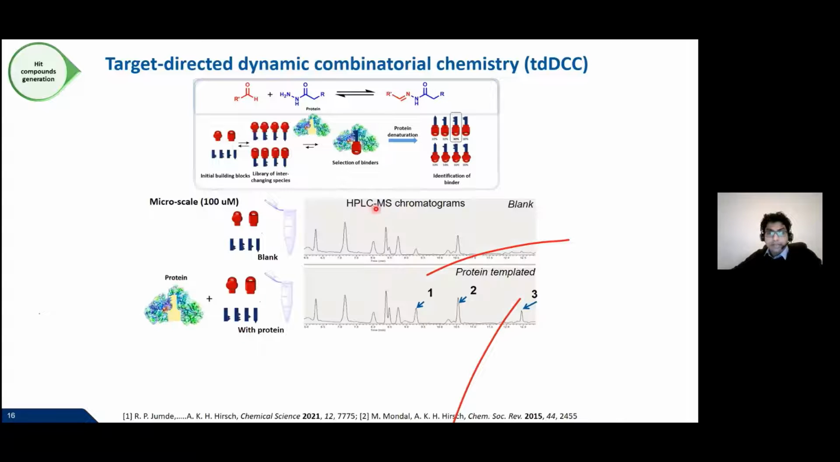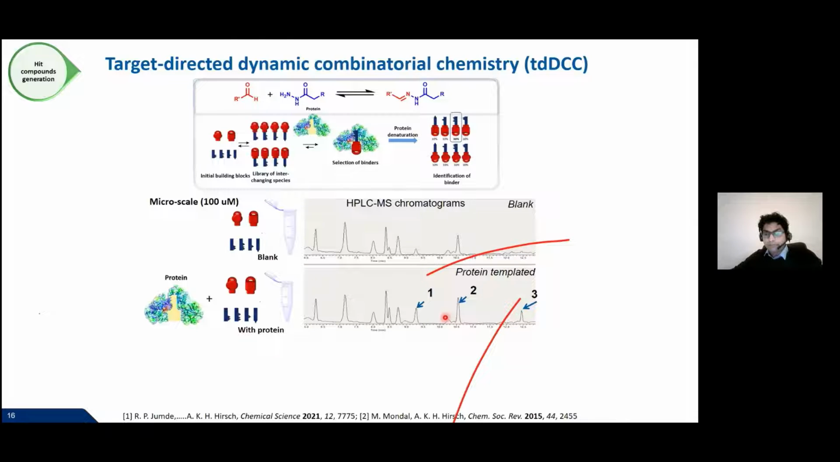And then we analyze after the reaction, after the protein denaturation and basifying the library, so freezing the equilibrium. We compare the blank reaction with the protein templated one. And when we compare them, we see that these peaks belong to products, right? You can see number 1, number 2, and number 3, these peaks are higher as compared to the blank library. So what does it mean? This means that these 3 compounds were catalyzed by the protein. In other words, these 3 compounds fit well into this pocket or cavity of the protein. And then instead of synthesizing all 8 compounds on a large scale, we just synthesize these 3 compounds.